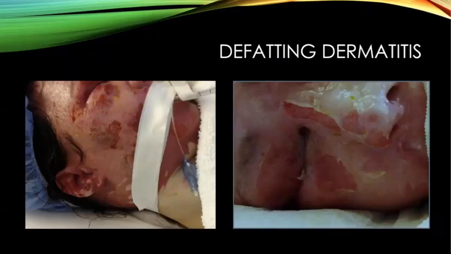And here you can see a clear demarcation below the angle of her mandible where the plastic bag had been secured. The erythema progressed over the next 24 hours, and she had this associated blistering edema and then patchy desquamation of her skin. Her wounds were treated with topical antibiotics and consultation with plastic surgery. So here is an extreme example of a defatting dermatitis.